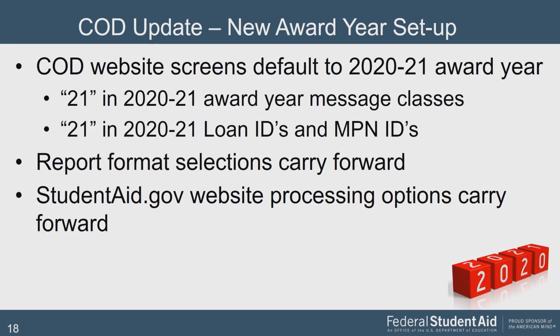For new award year setup, this slide is almost exactly the same slide from last year, with the exception of the new image at the bottom. With the new award year setup in April, it's standard, so we're going to switch to 21 for all the award year message classes. Loan IDs, MPN IDs, all of those are going to be switching to 21. Report format selections are going to carry forward. And then for studentaid.gov, since studentloans.gov is no longer going to be available, those website processing options are going to carry forward, for instance, for your PLUS loan application.